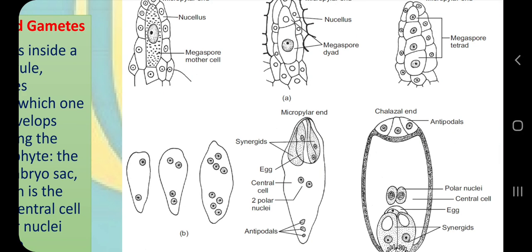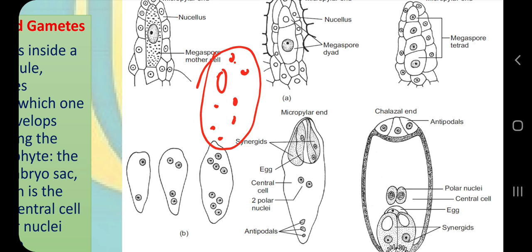Imagine this is the structure with 8 nuclei. So how does cell wall formation happen? The cell wall is formed like this: cell wall and cell wall, 3 cells, cell wall and cell wall, 3 cells, then 6 cells formed, and finally 1 cell formed with 2 nuclei.